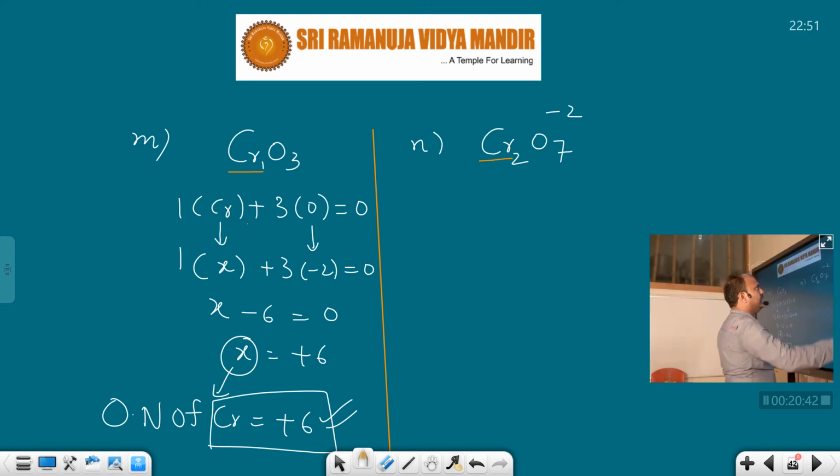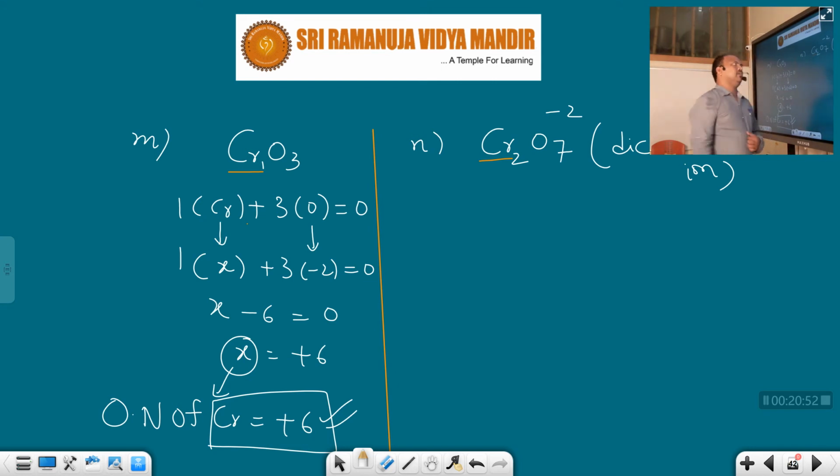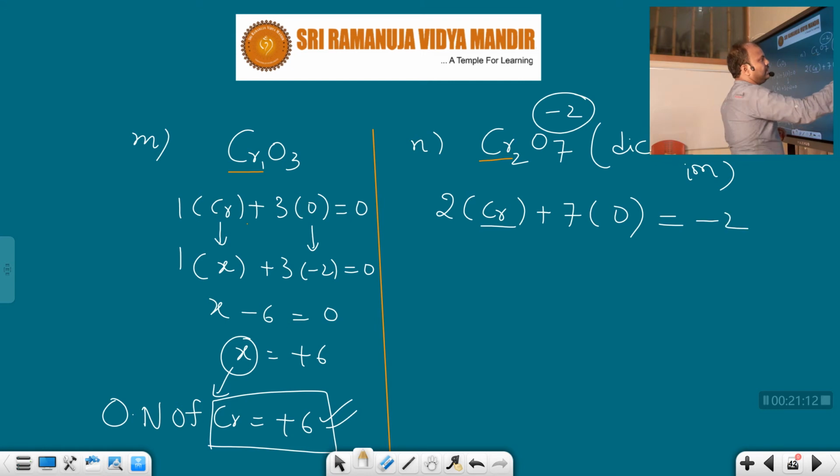Cr2O7 2- is called the dichromate ion. So in the dichromate ion, I put the underline with respect to chromium. That's why we have to find the oxidation number of chromium. How to do it? 2 chromiums, 7 oxygens. You know very well, chromiums are 2, oxygens are 7. Should be equal to its charge. How much charge will be given? If nothing is there it means 0, but here the charge will be -2. So you should equate it to -2.